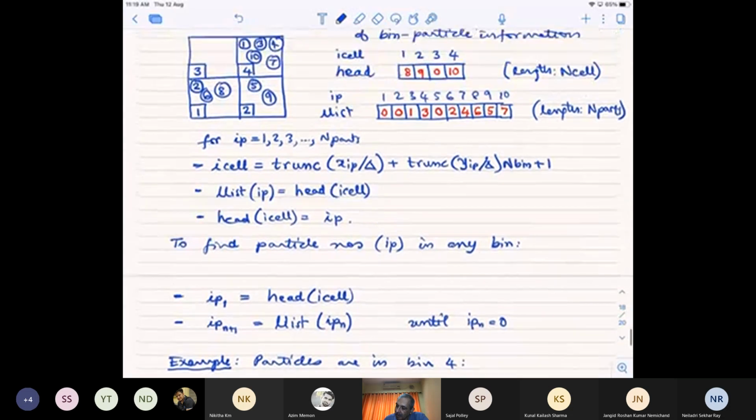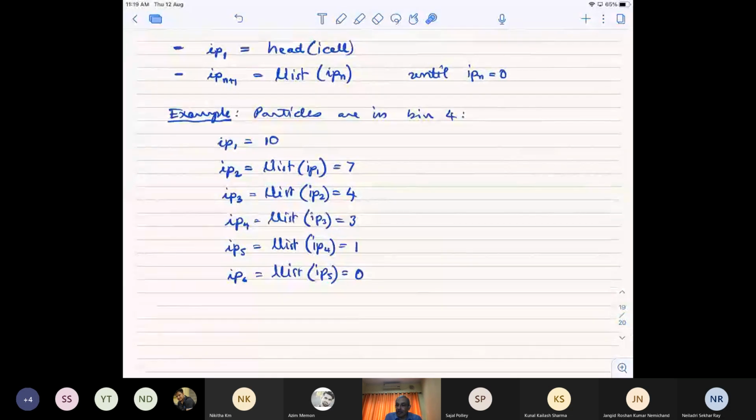Okay. And what I'm doing is I go to this bin 4, so I've got 10. So I come to here, I get 7. Then from here I go to 7, I get 4. Then I go to 4, I get 3. Then I go to 3, I get 1. And I go to 1, I get 0. So I'm just jumping from particle to particle. And there is a link between the particle number, what is stored in the L list, and the particle number. So this is a very, very efficient way of storing things, and you can easily recover.